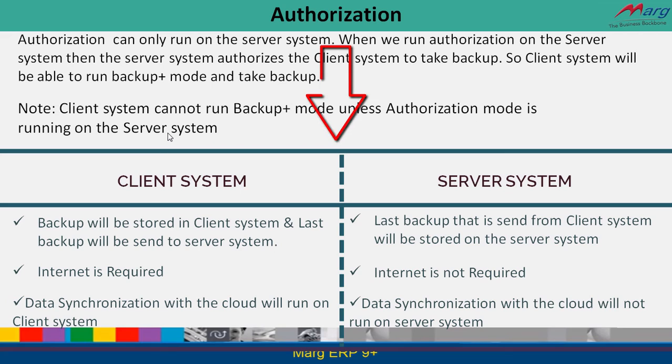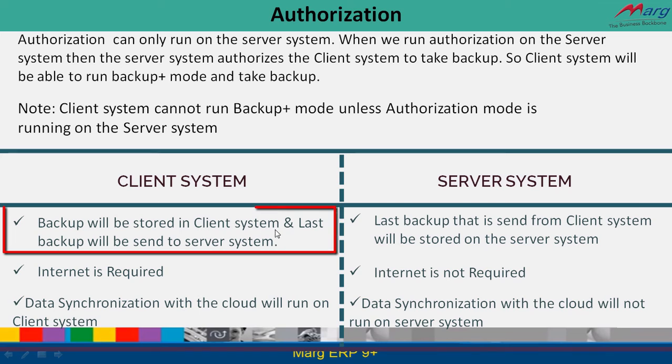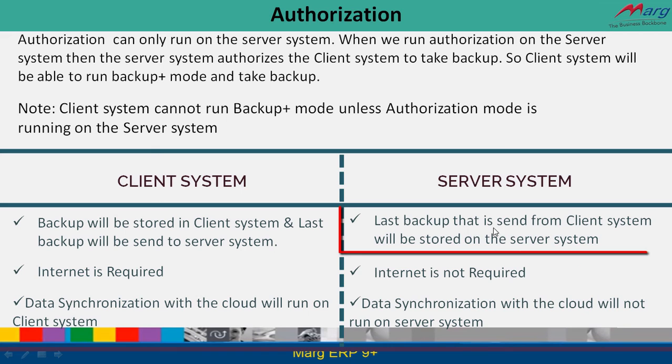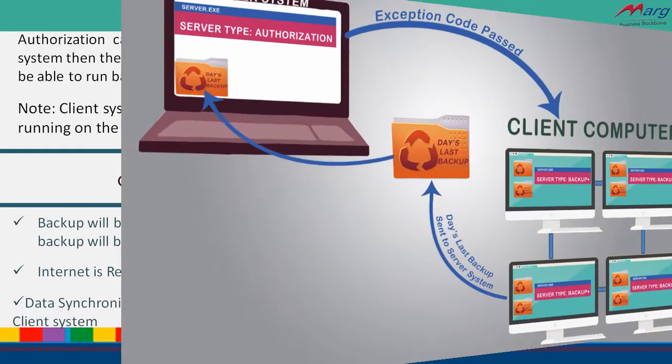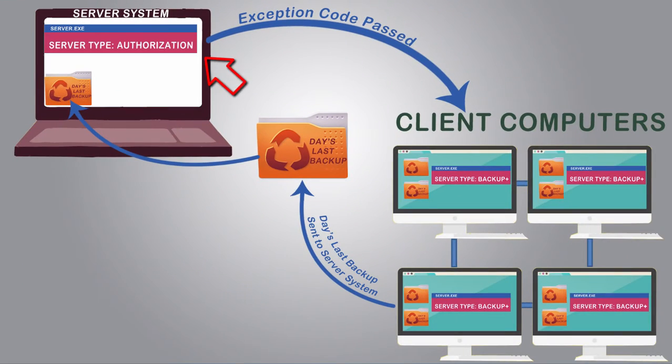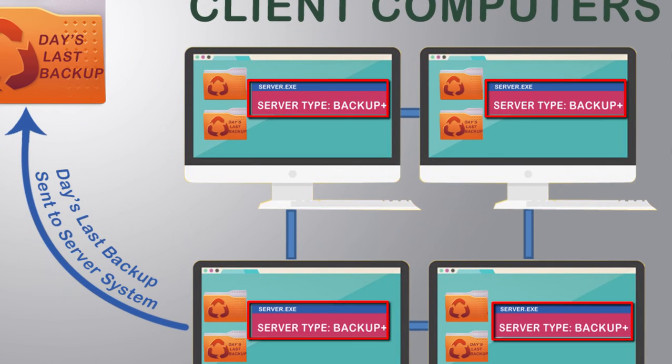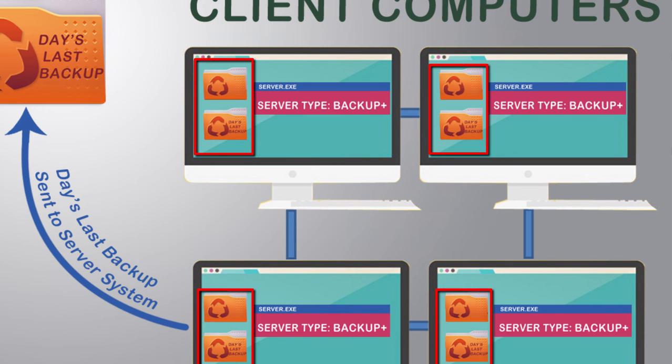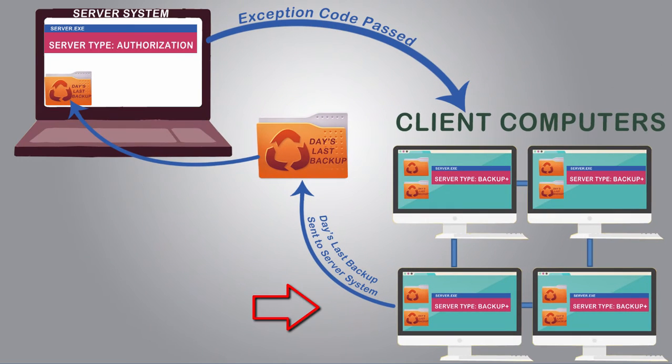Now let's understand the difference of authorization between client system and server system. Backup will be stored in the client system and the last backup will be sent to the server system. The last backup that is sent from the client system will be stored on the server system. Means when authorization mode is on the main system, the main system passes its exception code to the client system, and then the client system can run backup plus mode. And when someone runs backup plus mode from server.exe, the backup gets stored in the client system and the day's last backup is sent to the main system.